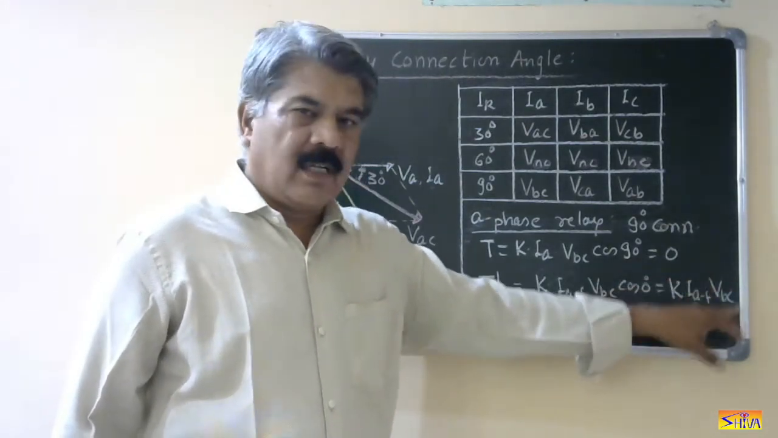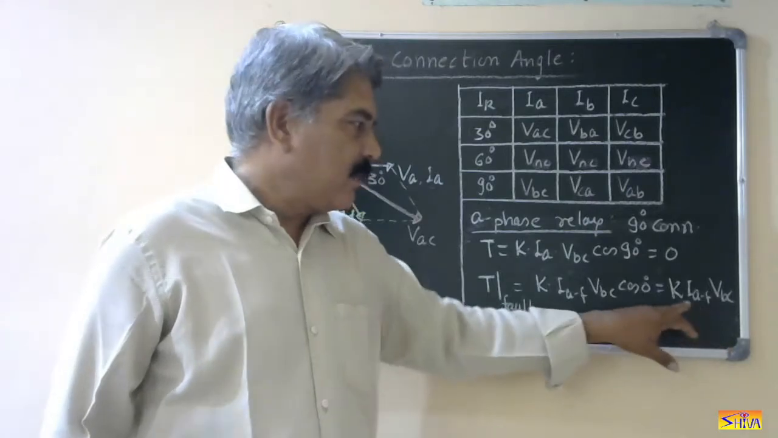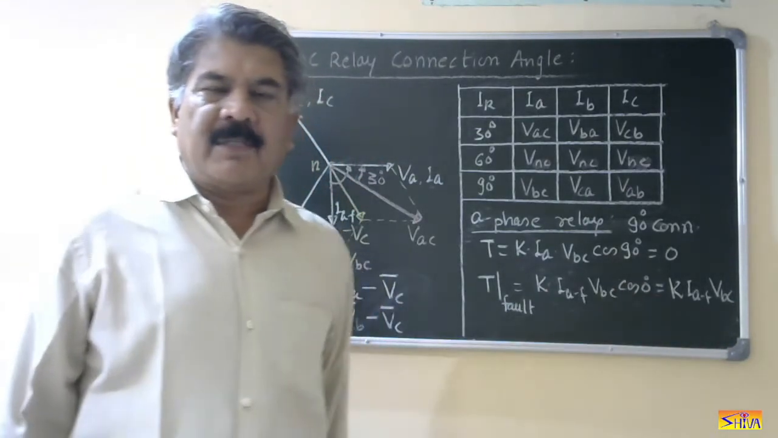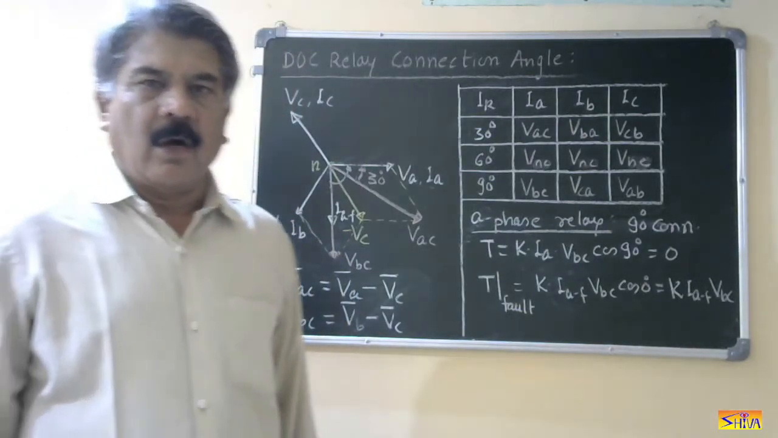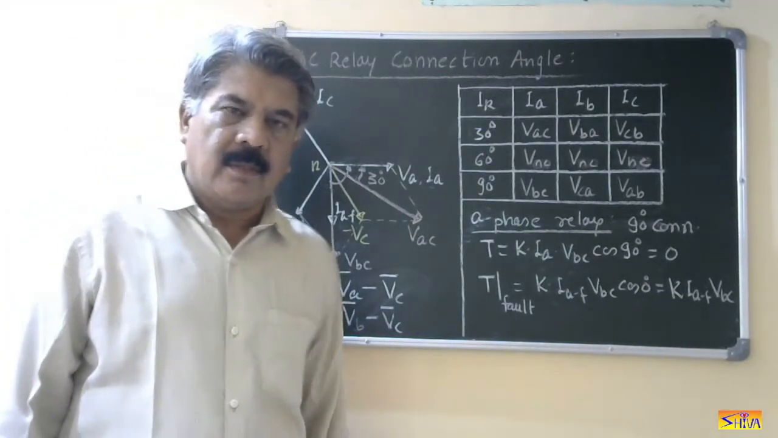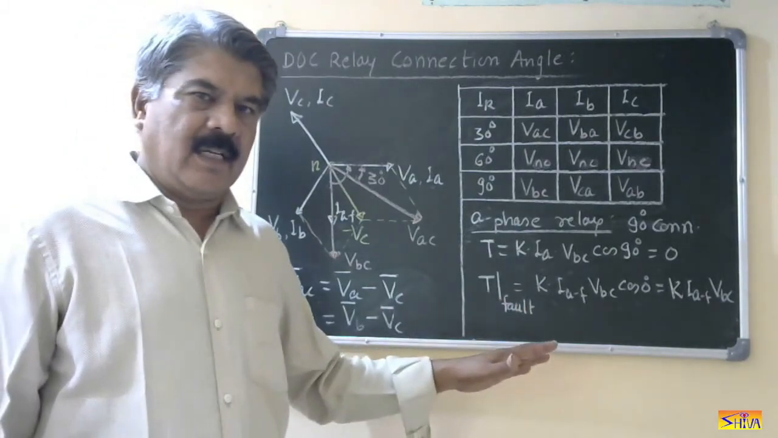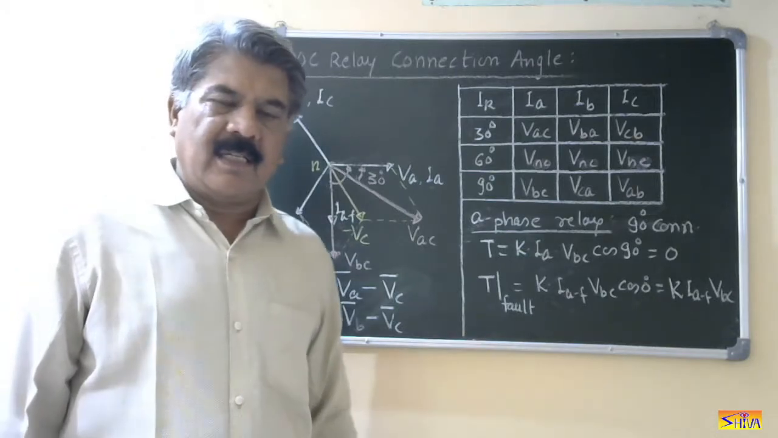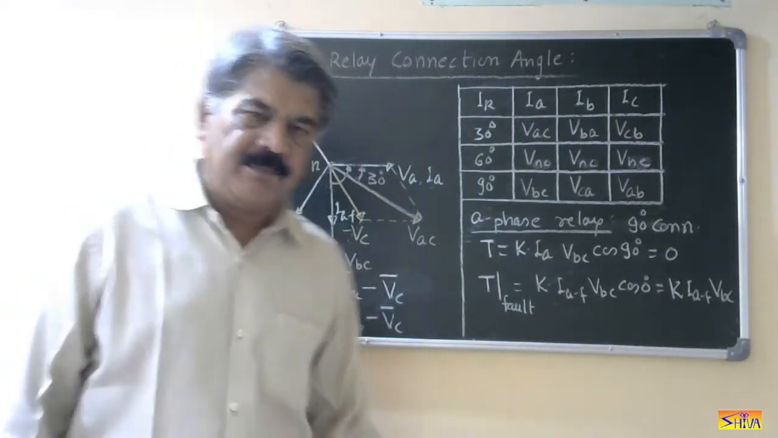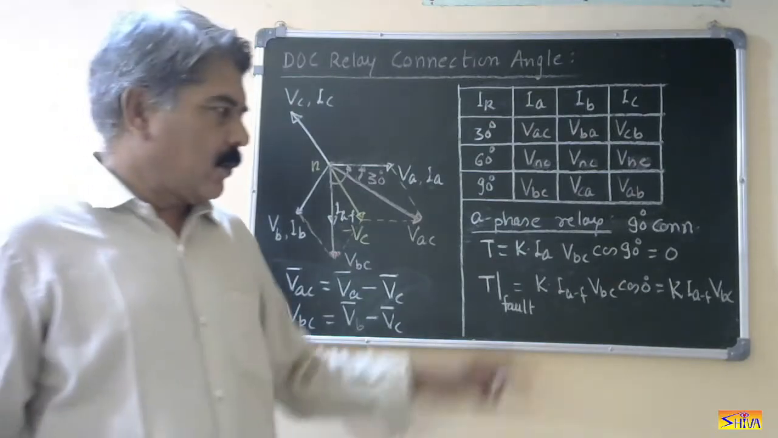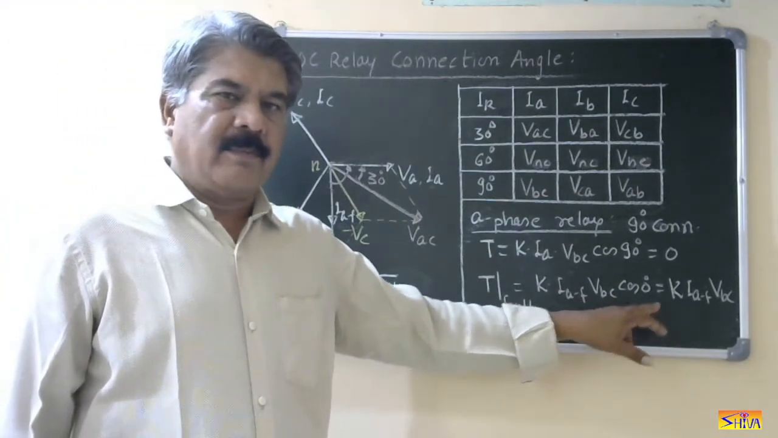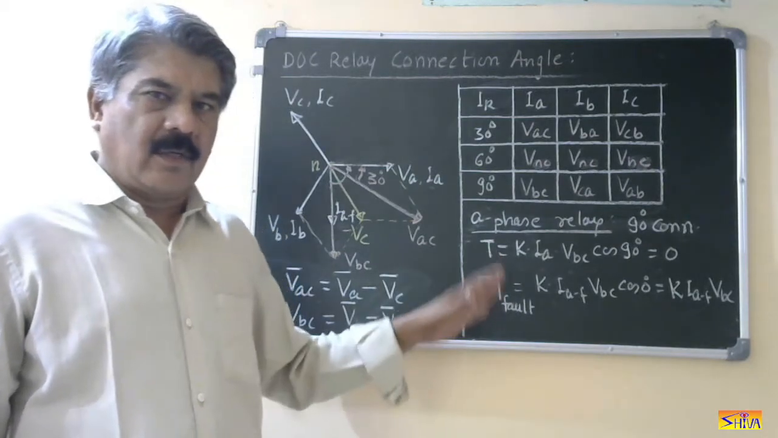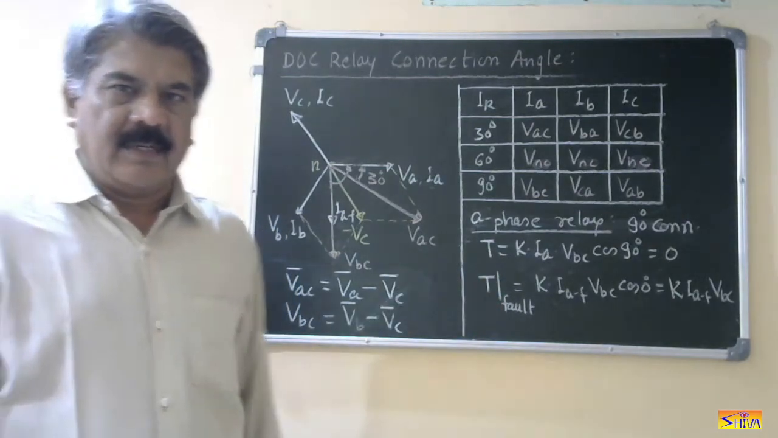So during fault, even when voltage is very small, this current is very high, and cos of 0 degree is unity. So there will be sufficient torque to cause the operation of the relay. Therefore, we are not connecting the relay in 0 degree position. We are taking either 30 degree, 60 degree or 90 degree connection. The best one is 90 degree connection because it is generating the maximum torque during fault condition. So that's all about the relay connection angle. Thank you.